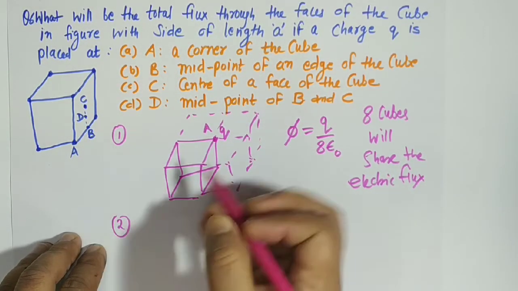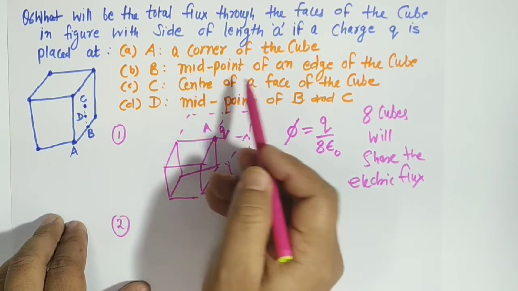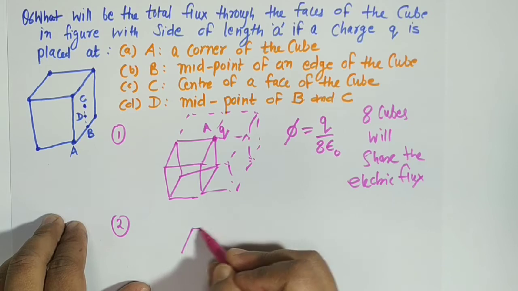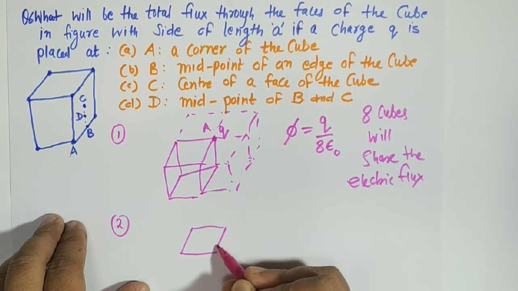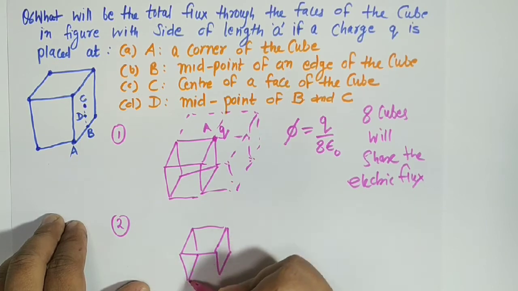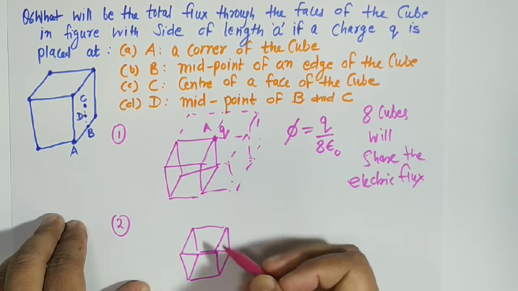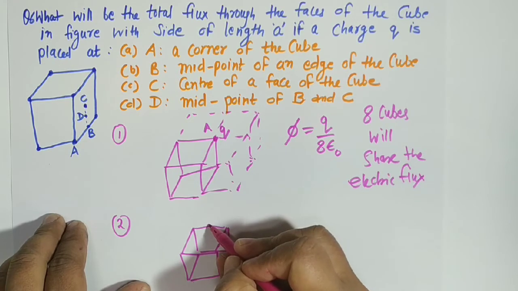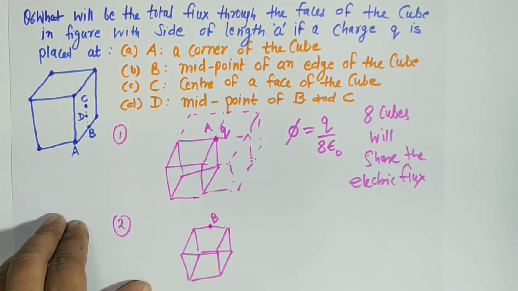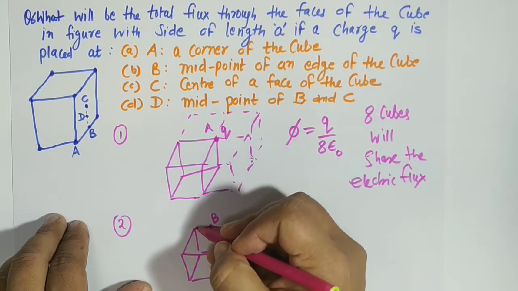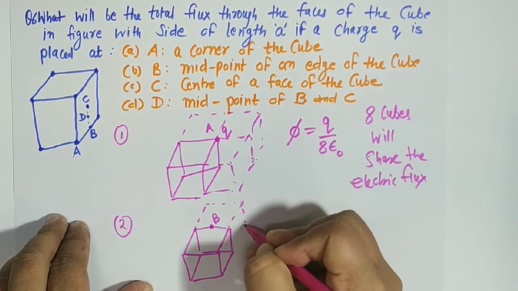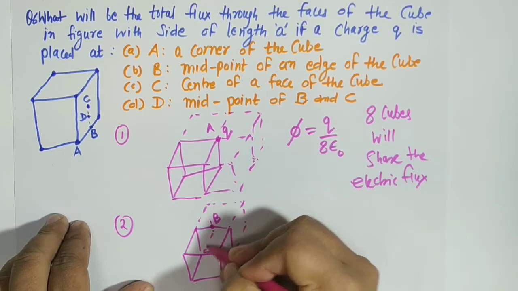Now second one, it is the midpoint of an edge of the cube. So again I am drawing a cube, and it has been kept at the midpoint. Now this is the midpoint of the edge. Say this is point B. To enclose it, how many cubes do you need? 1 on this side. So 2 cubes on the down and 2 on the up.